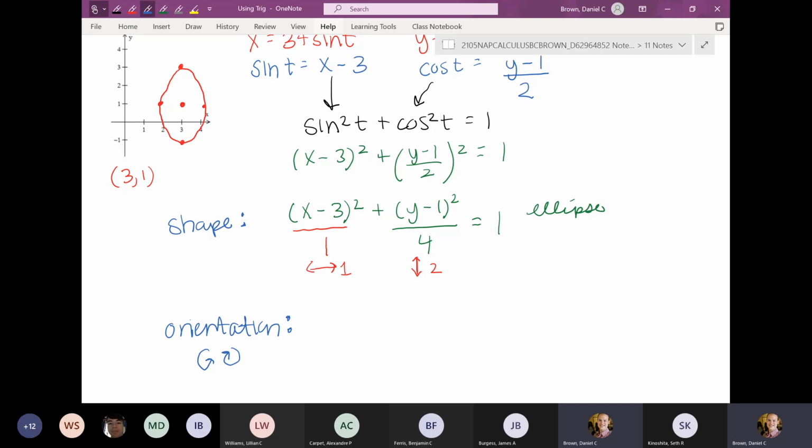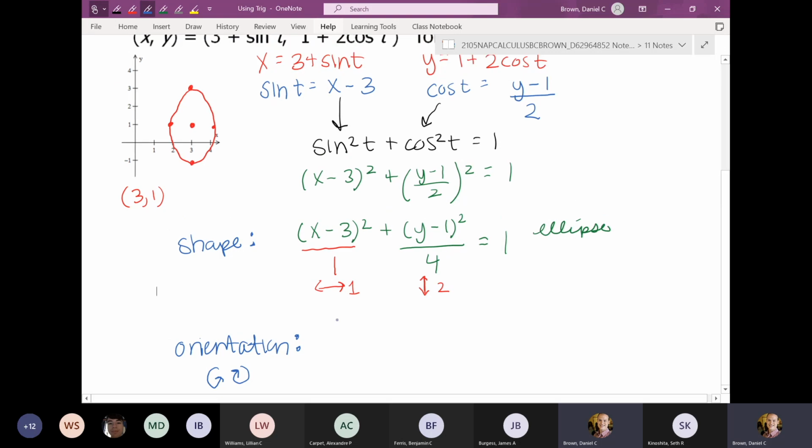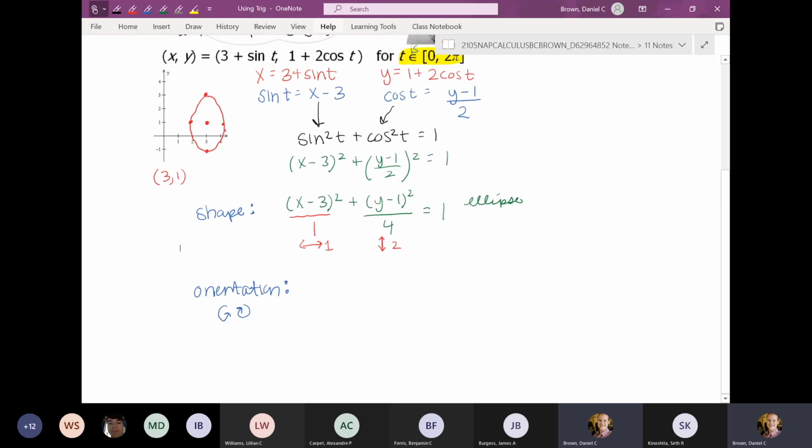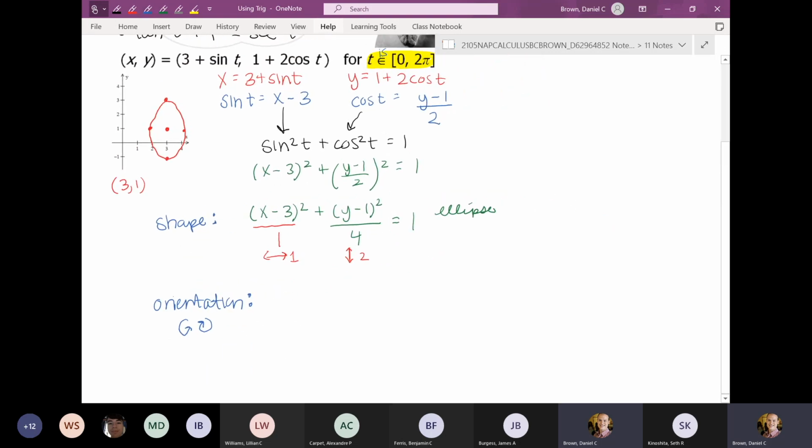This one I probably wouldn't do analytically. I would probably just choose some values for t to plug in and just plot the points and see which way it's headed, because it's not going to switch in the middle. So if I'm going from 0 to 2 pi, I might just plug in the first two easy t values I could, 0 and pi over 2.